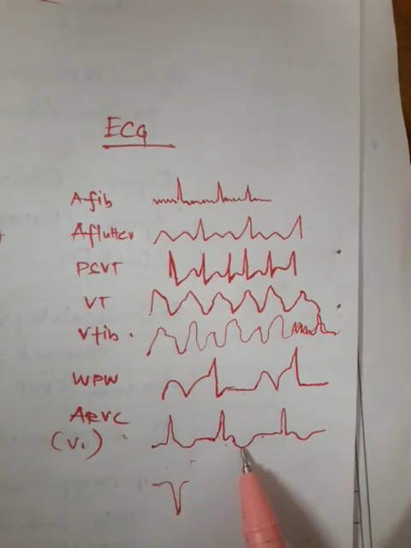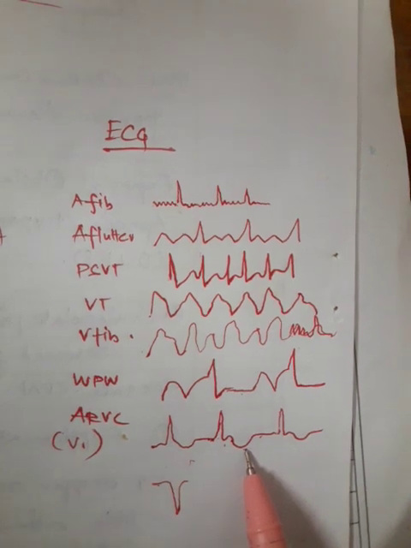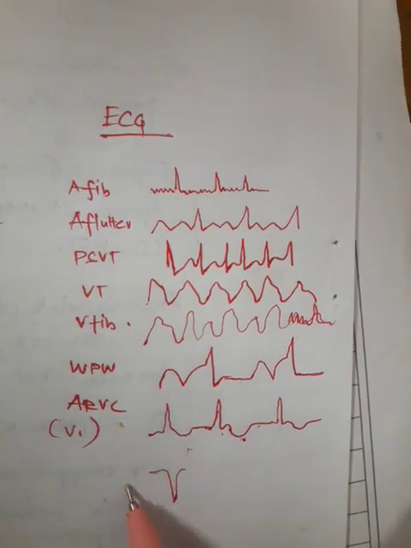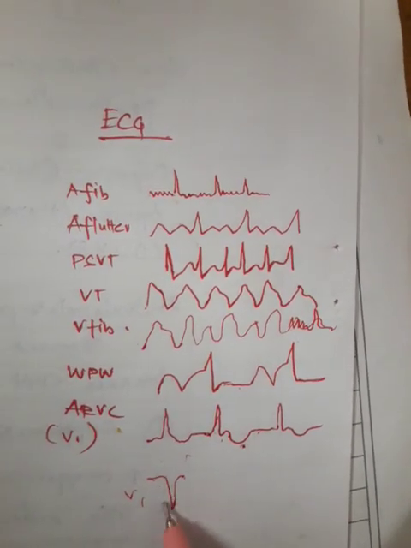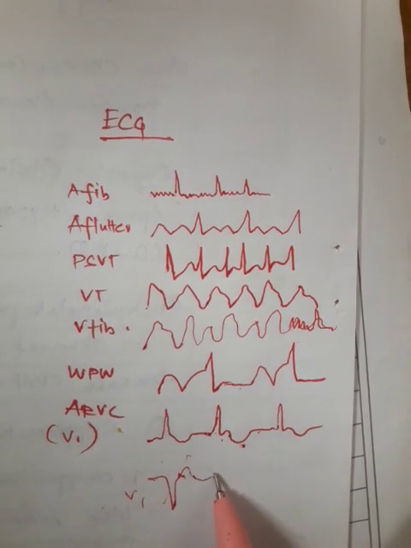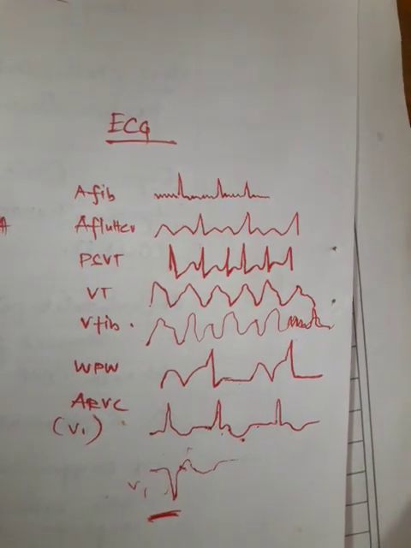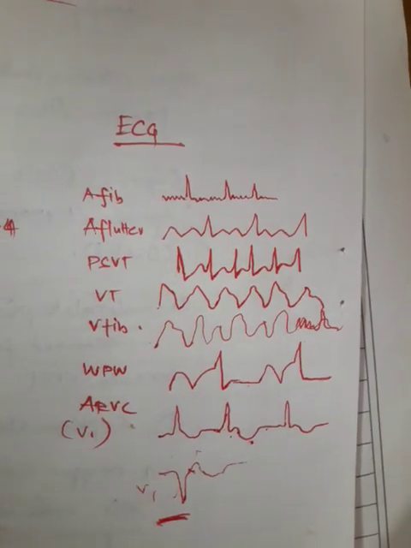So mostly we can see T wave inversion. We can also find it like that. Okay, if it is in V1, there is a QRS, then a positive deflection like this, then T wave inversion. So this is also ARVC, that is arrhythmogenic right ventricular cardiomyopathy.